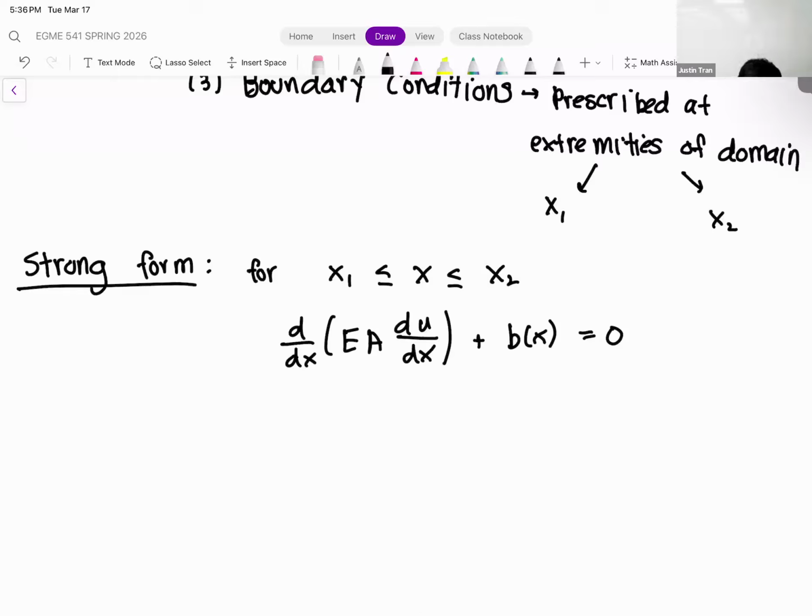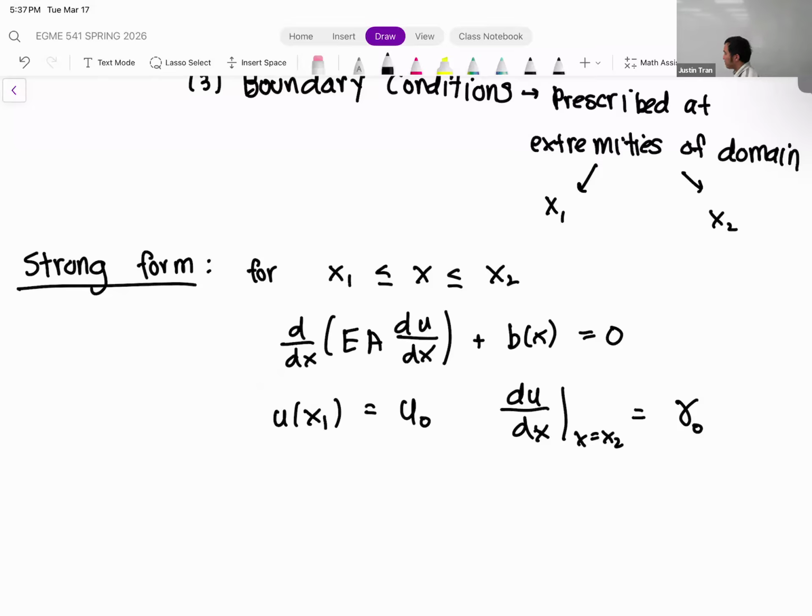So let's say that u of x1 is equal to u naught, and then let's say that du dx at x equal to x2 is equal to some Neumann boundary condition. Okay, so the strong form essentially takes all 3 components of the boundary value problem and lists them separately. And then to solve this equation, typically you would first work off the differential equation and solve for a solution for that.